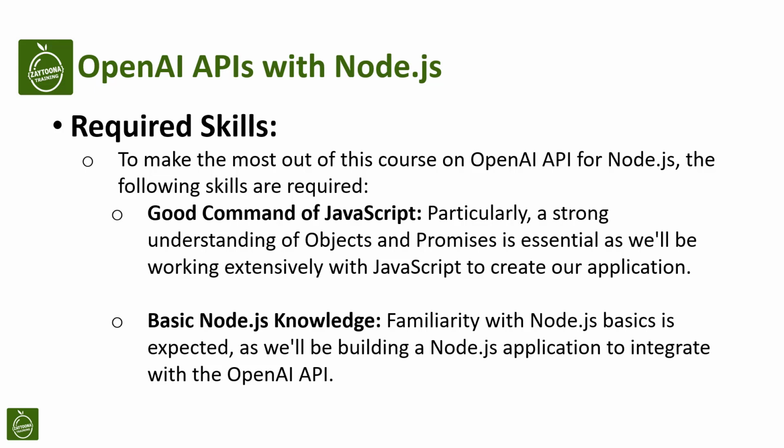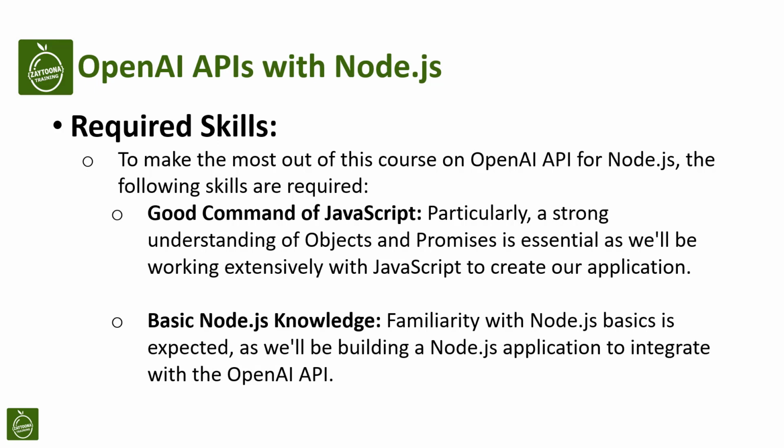To make the most out of this course on OpenAI API for Node.js, the following skills are required. Good command of JavaScript. All the code we will write will be in JavaScript. Particularly, a strong understanding of objects and promises is essential, as we will be working extensively with JavaScript to create our application. Then a basic Node.js knowledge is also expected.